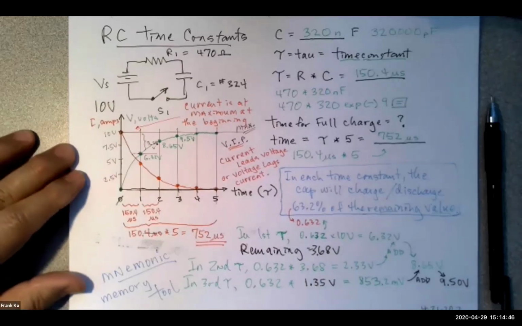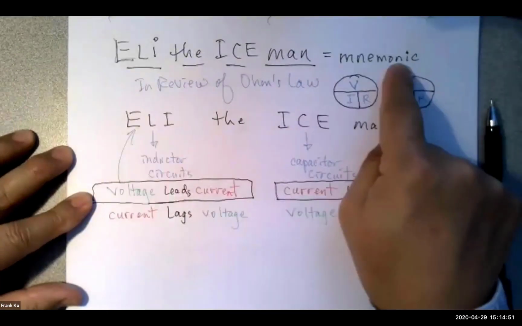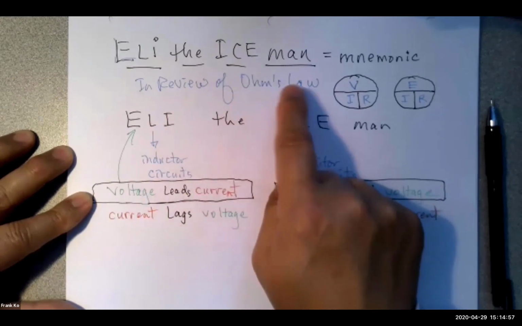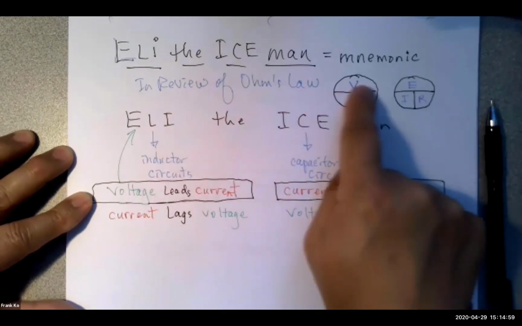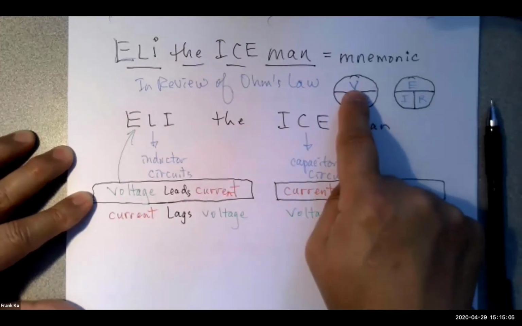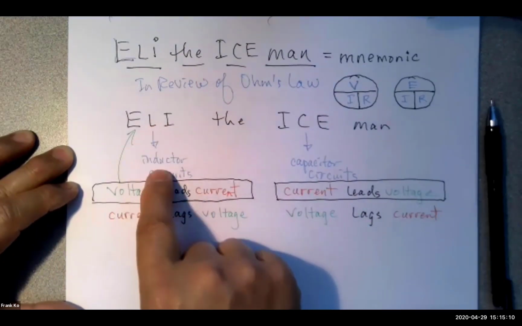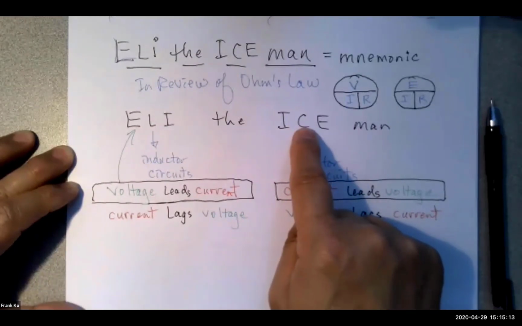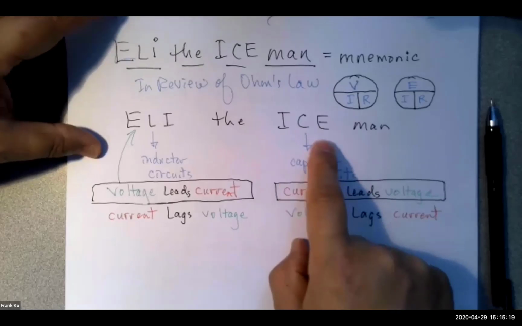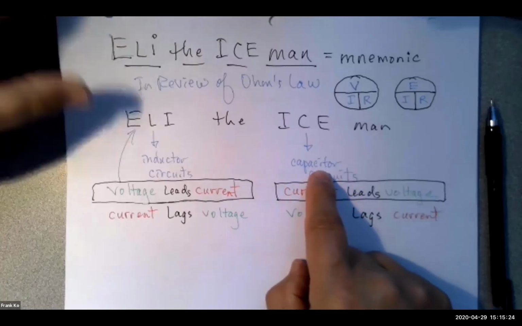Knowing that the capacitor voltage doesn't happen right away, the summarization that we were able to make was a mnemonic. The mnemonic that we used last week was called Eli the Iceman. A mnemonic is a memory tool. In review of Ohm's law, the V and the E are synonymous with each other, so anytime I see an E, it is equivalent to voltage. Eli is specified in inductor circuits because the L stands for inductor, and ICE, the C stands for capacitor circuits. If you look at this ICE, current is before voltage. So we say current leads voltage in capacitor circuits.